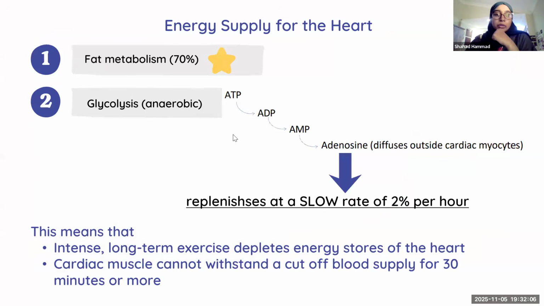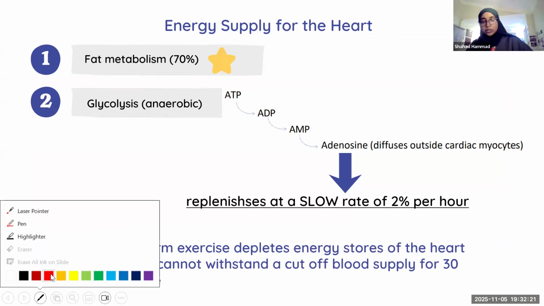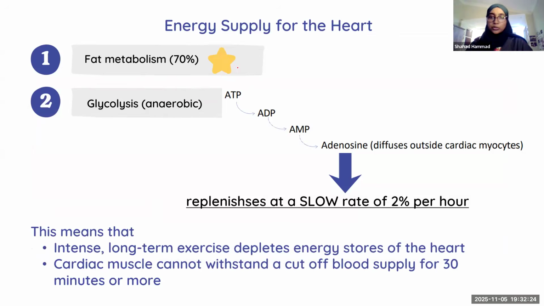Okay, so the next part is the energy supply for the heart. An important point here is the fat metabolism, and I've put a star here to signify that it is very important. The star, you see it throughout the presentation, just know that this is a very important point, okay? So the fat metabolism is the main source of energy for the heart. Meanwhile, we have other points like glycolysis, which is seen more in skeletal muscle, but this can also apply for the heart, but to a lesser degree.